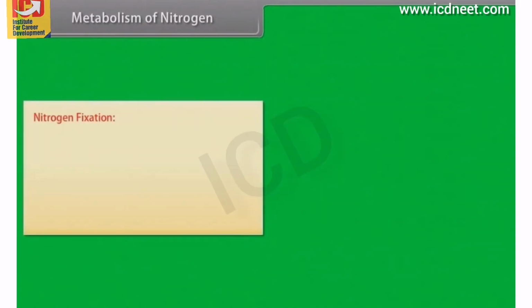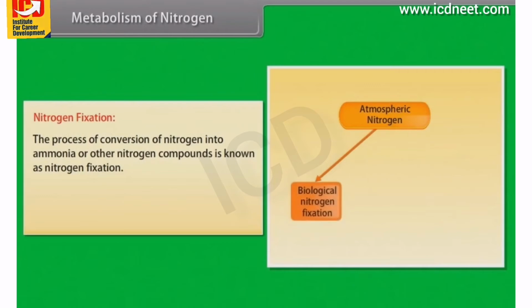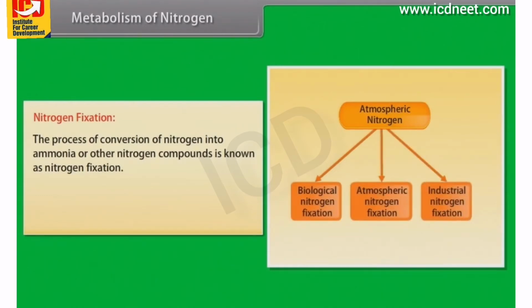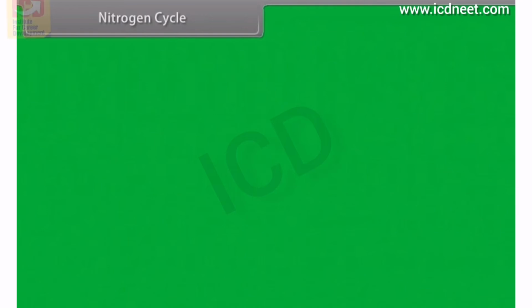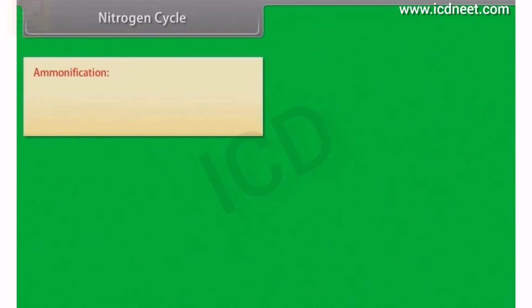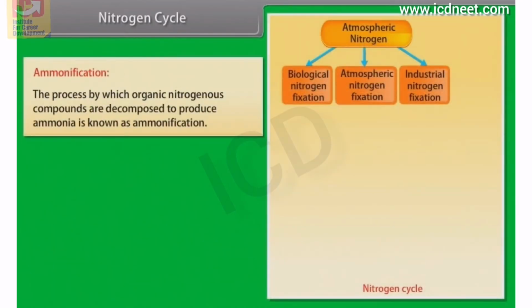Nitrogen fixation. The process of conversion of nitrogen into ammonia or other nitrogen compounds is known as nitrogen fixation. Lightning and ultraviolet radiation provide energy to convert nitrogen into nitrogen oxides like N2O, NO, and NO2. Nitrogen cycle. Ammonification. The process by which organic nitrogenous compounds are decomposed to produce ammonia is known as ammonification.